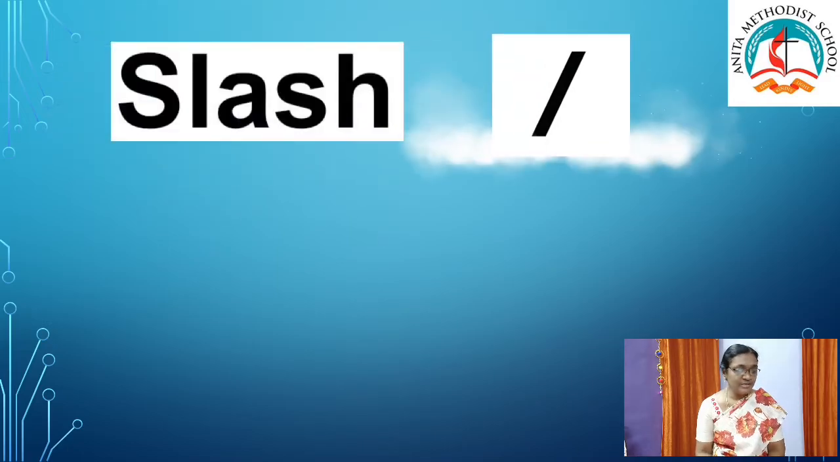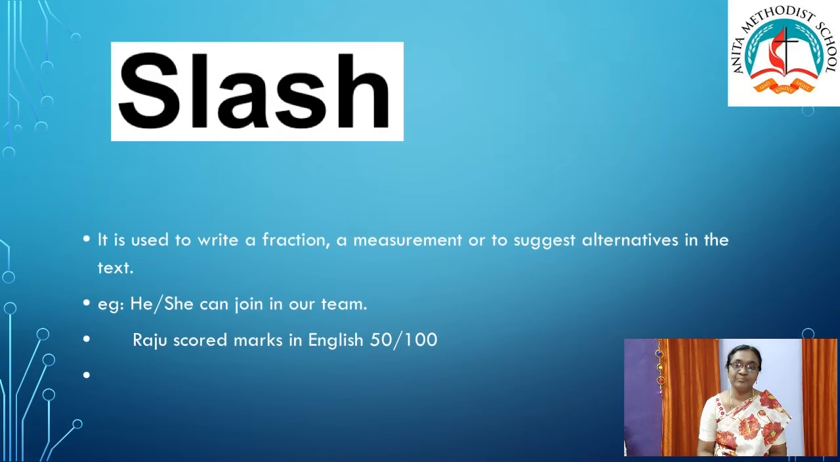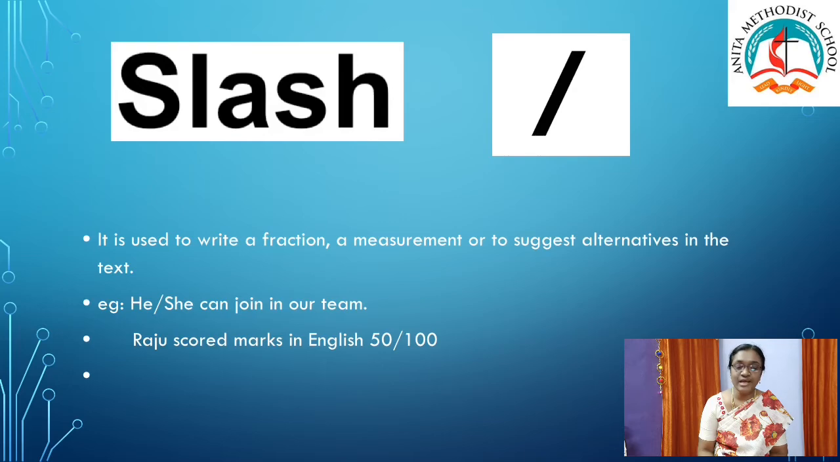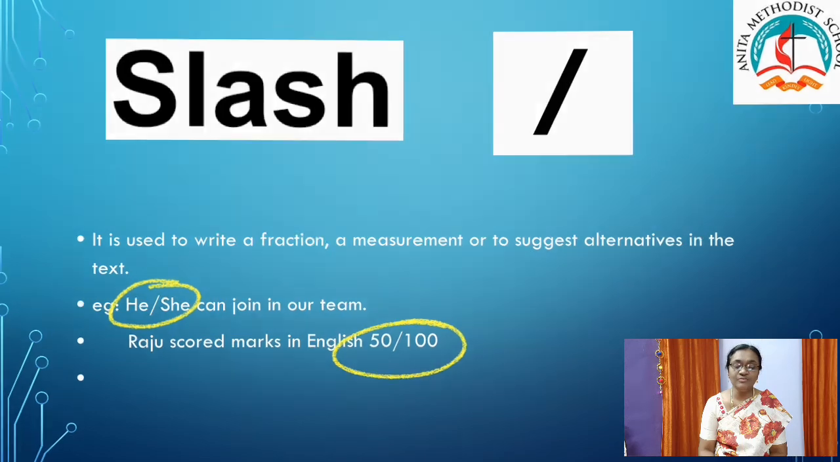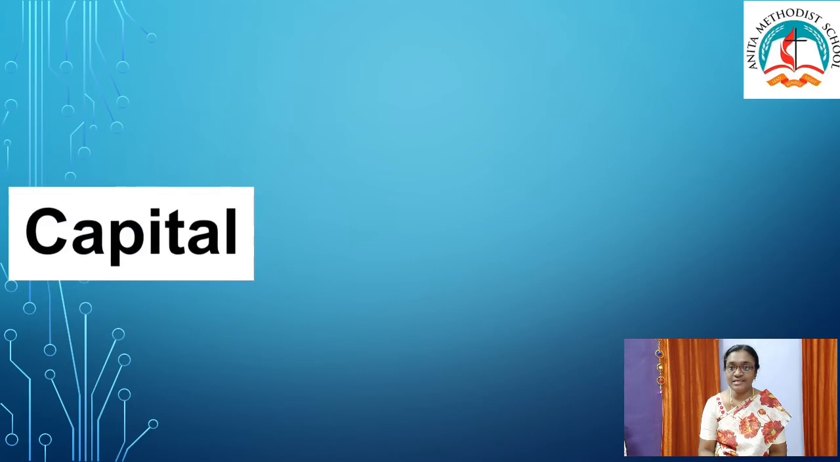The next we are going to see is slash. It is used to write a fraction, a measurement, or to suggest alternatives in the text. For example, he/she can join in our team. Can you see the slash? Raju scored marks in English. Out of 100, he scored 50. Can you see the slash?